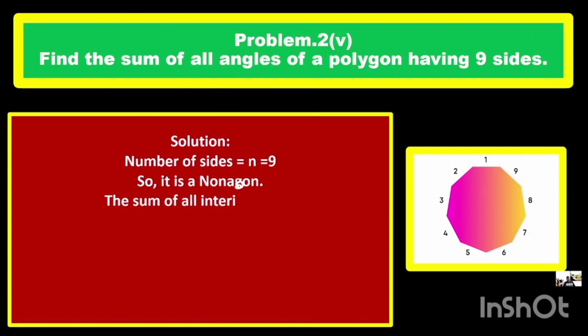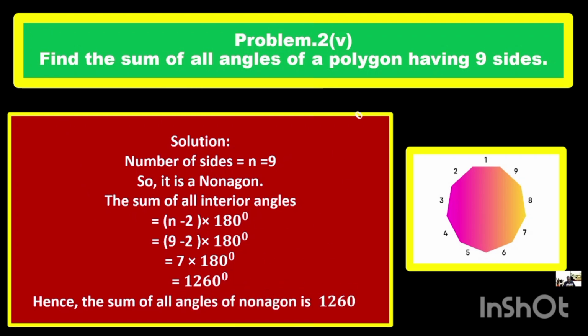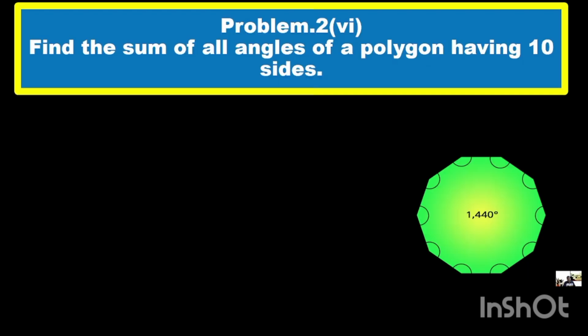The sum of all angles of a nonagon is (n minus 2) into 180, which is (9 minus 2) into 180, which is 7 into 180, 1260 degrees. Hence the sum of all angles of a nonagon is 1260 degrees. Okay. Shall we move to another question here?